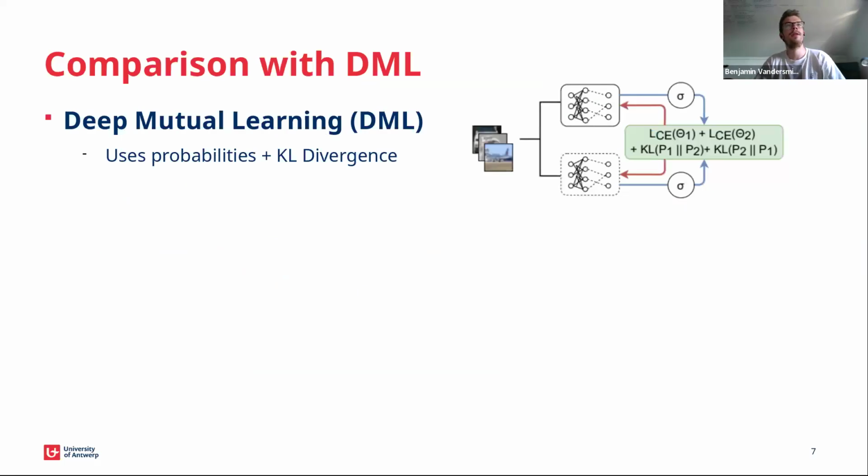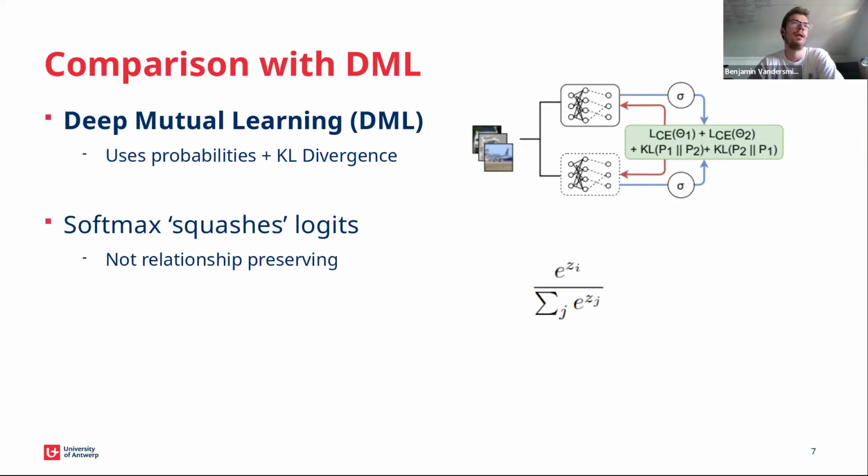Now, there is a method that is quite similar to this approach, and this is called deep mutual learning. The main difference between our method and deep mutual learning is that rather than matching the logits directly via the L2 norm, they instead convert the logits first to probabilities using the softmax function, and they use KL divergence on the probabilities rather than matching the logits directly. Now, we believe that our method is superior, and we also have empirical evidence for that in at least the use case that we considered.